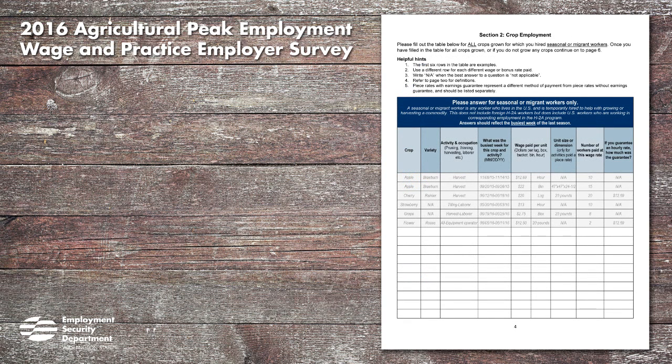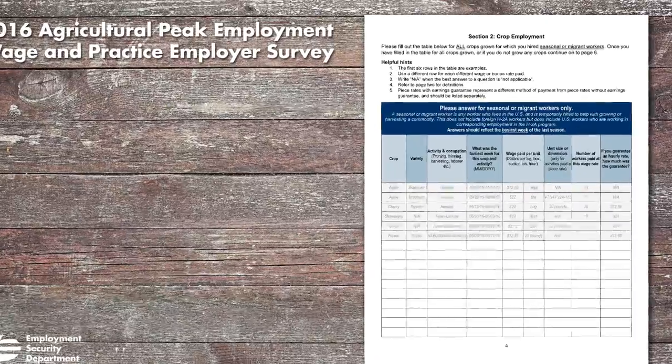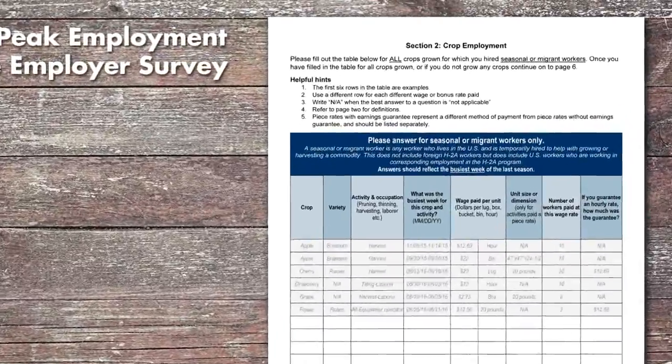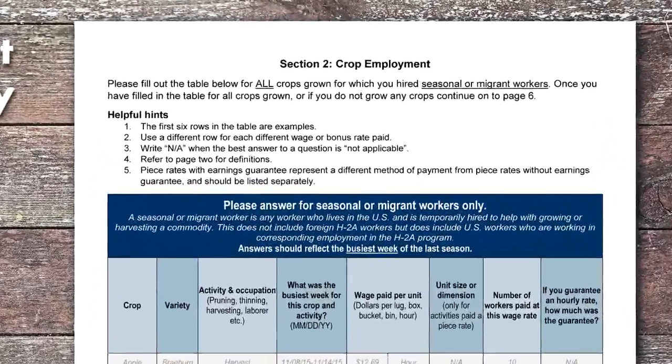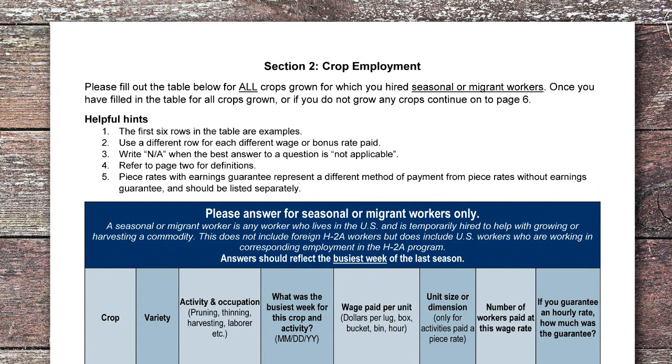Section 2 looks quite different from section 1. Instead of answering a series of questions, we will fill out the first page of the table, providing information about crop employment. The survey table is asking for information regarding seasonal or migrant workers, those workers that do not work year-round and were not part of the foreign workers program under H-2A. However, keep in mind that we want to hear from both H-2A and non-H-2A employers.